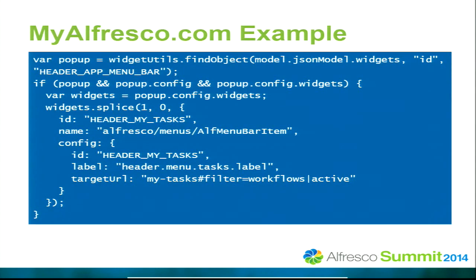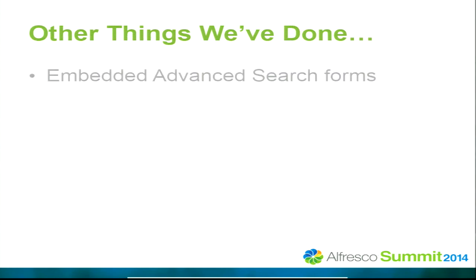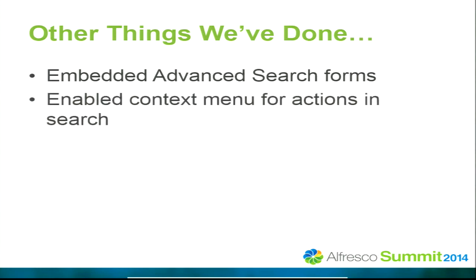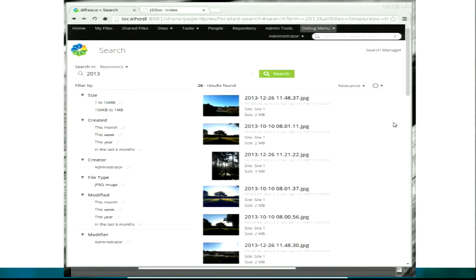Here's a real example from our cloud where we were adding in a new menu bar item for My Tasks to appear. Other things we've done, we've embedded search forms. I think Kevin Dorr's got a session tomorrow. He's possibly going to be showing something along these lines. We've stuff for enabling context menus, adding new views, all sorts of things.